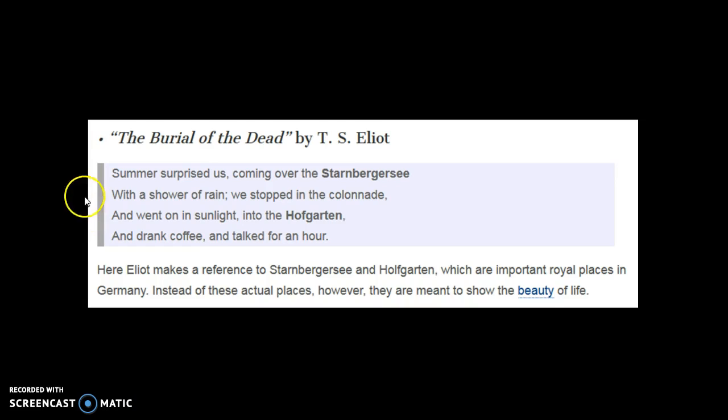Let's look at it in literature. So here T.S. Eliot in The Burial of the Dead writes, "Summer surprised us coming over the Starnbergersee with a shower of rain. We stopped in the colonnade and went on in sunlight into the Hofgarten and drank coffee and talked for an hour." So here Eliot makes references to the Starnbergersee and Hofgarten, which are important royal places in Germany. Instead of these actual places, however, they're meant to show the beauty of life. So the purpose of the allusion referencing these German places is to emphasize how beautiful life is.